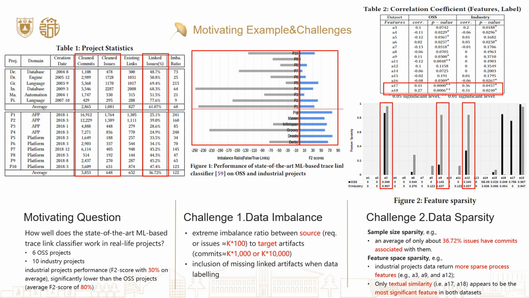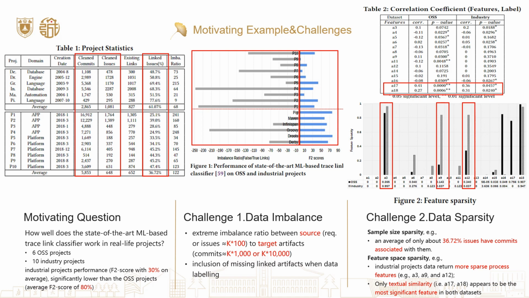Their work provided a good foundation, and we aim to continue to explore the challenges of their model with more realistic enterprise data. In this study, we investigated a motivating question: how do current machine learning-based trace link classifiers work in real-life projects? Based on 6 OSS projects collected by them and 10 industrial projects selected from our collaborators, we experimented with the effect of these models. Observing the bar charts, the industrial projects performed badly, averaging about 30%, as shown in the F2 score distribution. This is significantly lower than the performance in the previous 6 OSS projects, with close to 80% F2 scores.